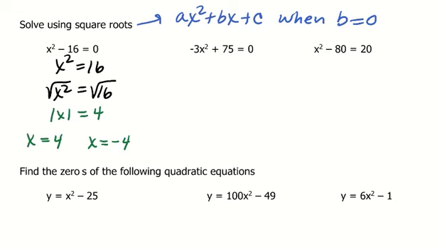Now I want y'all to try the next two: negative 3x squared plus 75 equals 0, and x squared minus 80 equals 20. Solve for x the same way I did on the one on the left. You don't need to show the square root of x squared, absolute value of x step if you don't feel like you need to. But I'm going to freeze the screen. I'm going to pause the video, so if you're watching at home and want to work these on your own, pause it, check your answer.